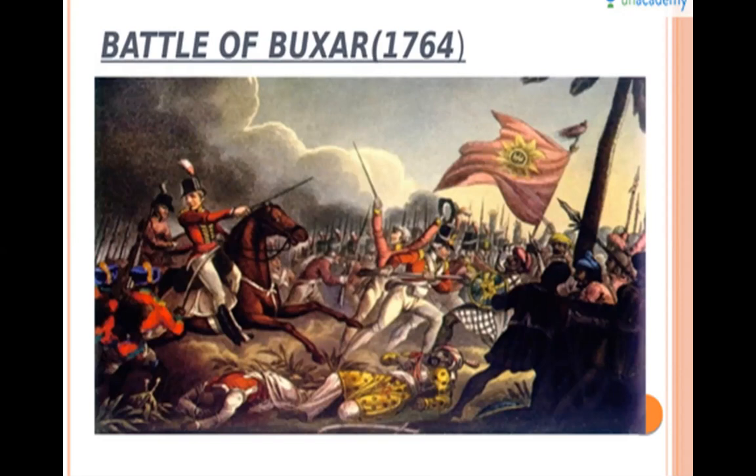In this chapter, we covered the purpose of the Britishers, important battles during that period, and the divide and rule policy of the Britishers.